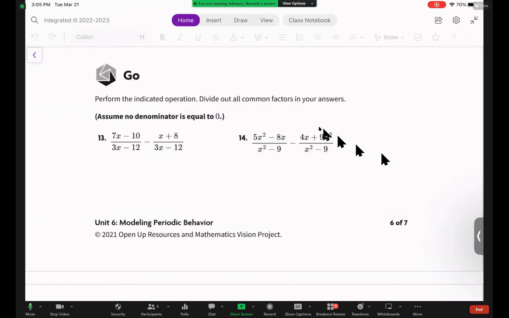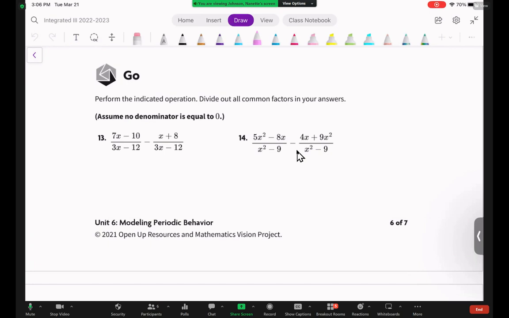All right, we are going over 6.2, number 14, and it says perform the indicated operations, divide out all common factors in your answer. So they're just saying simplify it. When we're subtracting fractions like this, or rational expressions, you want to make sure that the denominators are the same, right? Now that these denominators are the same, I could just subtract off the top and then I'm done. The tricky part for Miss Johnson is going to be this negative.